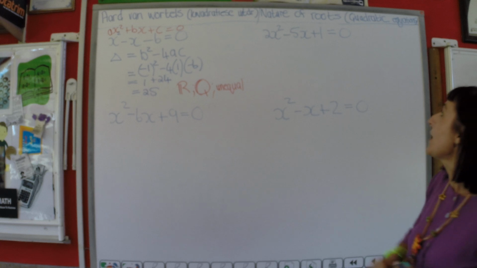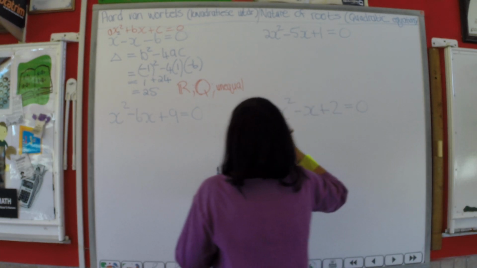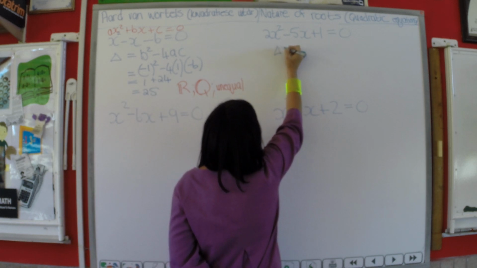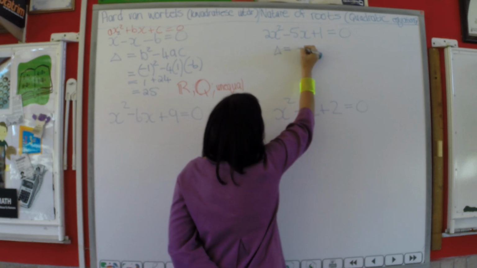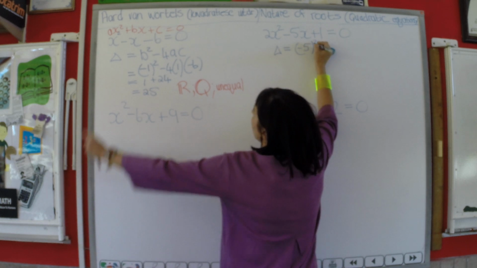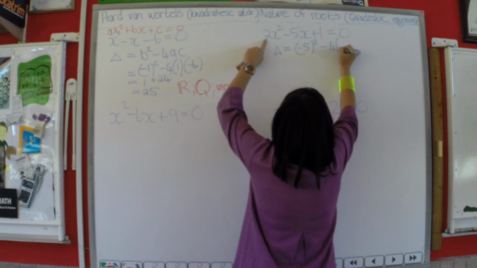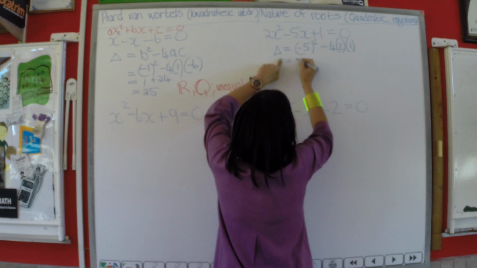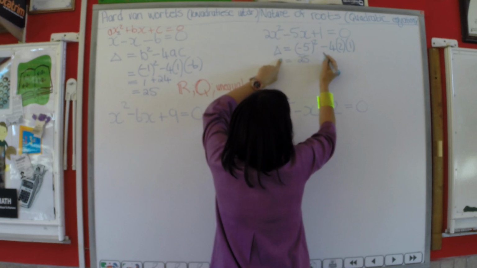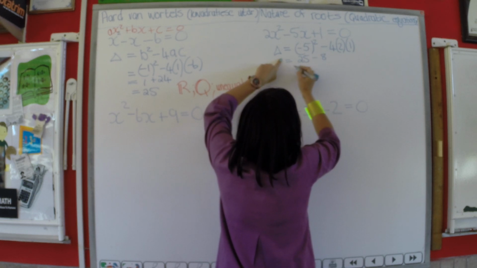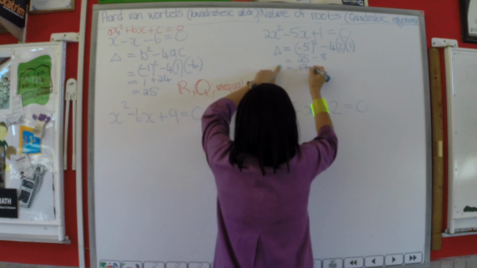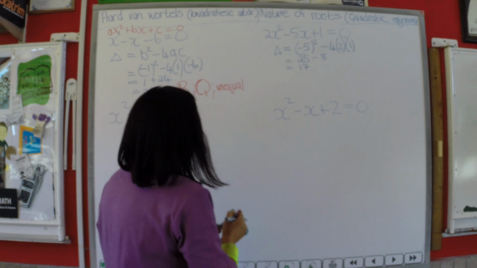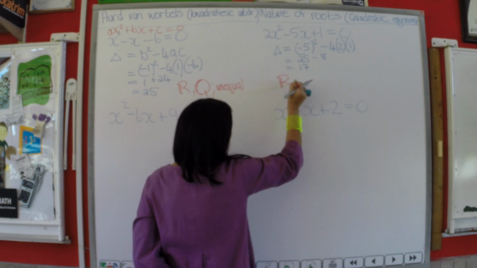Let's go to the next one. Again, that's already in standard form. So I can simply work out the value of delta. So ek het vir b kwadraat minus 4a en c. Ons kyk wat is delta nou. That's 25 minus 8. That's going to give me 17. So kom ons gaan kyk. Delta is groter of gelyk aan 0. So it's definitely real roots.